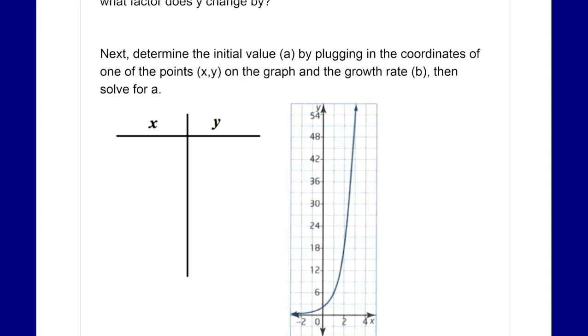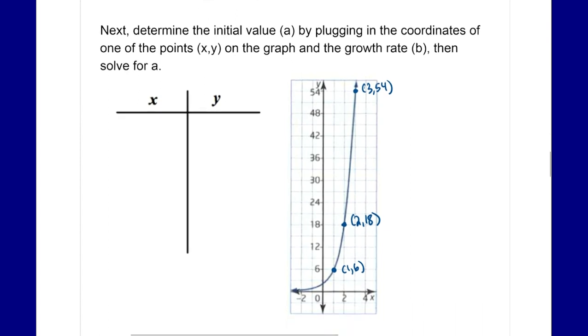So what we're going to do, though, is find some nice points on our graph. So we can see there is (1, 6). We have, looks like (2, 18). And again, yes, this is a little bit subjective, but we should kind of see these nice points. And then (3, 54). So now that I have those nice points, I can actually plug them into my table of values. So I can do (1, 6), (2, 18), (3, 54).